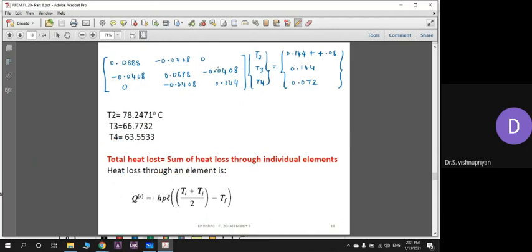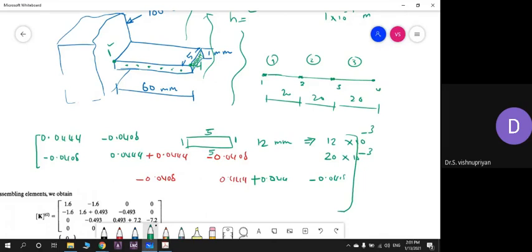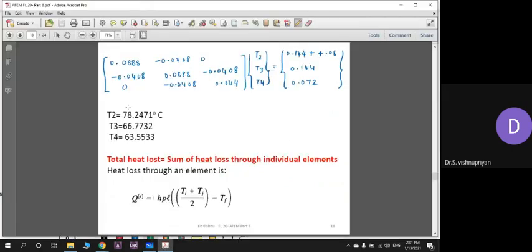If you solve this matrix, you get these temperatures, which are quite logical because as you go from this point towards this point, the temperature should come down. It was 100 here. Now at node 2 it is 78, node 3, 66, like that it is going. So it looks logical. Okay, this is about the temperature distribution along the points.